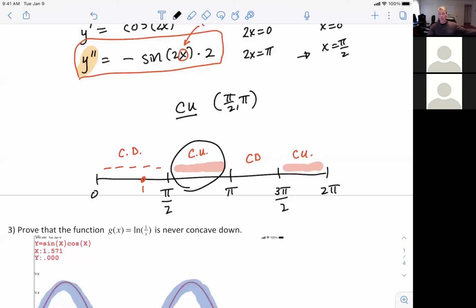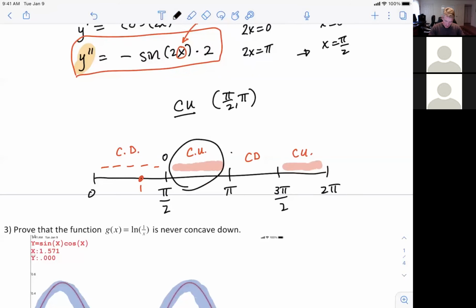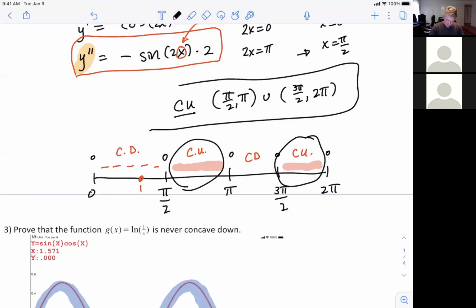And make sure you use the round parentheses, because those points aren't included, because right there we found out the derivative actually equals 0. So it's not positive at pi over 2, it's 0. And the same thing happens at pi and 3 pi over 2 and 2 pi and 0. Okay, so then there's also this interval. So union from 3 pi over 2 to 2 pi. And those are the intervals where it's concave up.